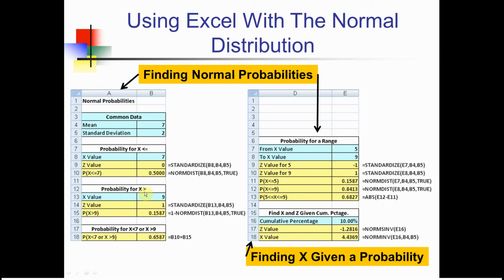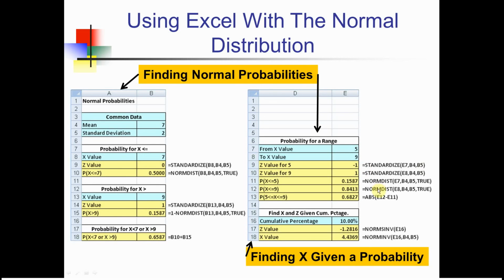You can look at the probability that x is greater than by simply flipping it over. So if you have an x value of 9, you can still standardize the z value, and take 1 minus the normal distribution, and that gives you the value that's greater than instead of less than. You just convert it yourself. If you want to see whether something is less than 7 or greater than 9, you look at the probability that it's less than 7 plus the probability that it's greater than 9. In other words, this plus that.